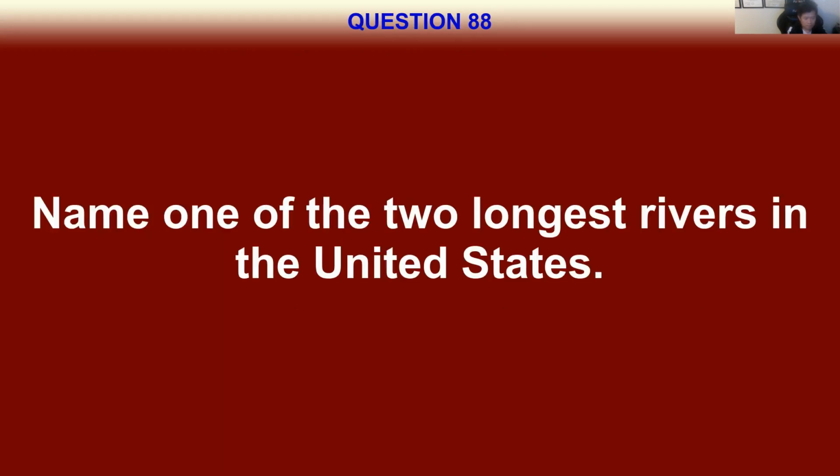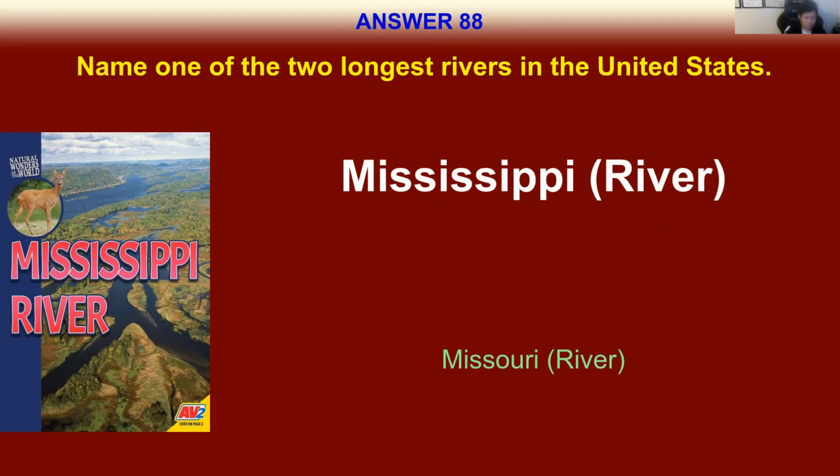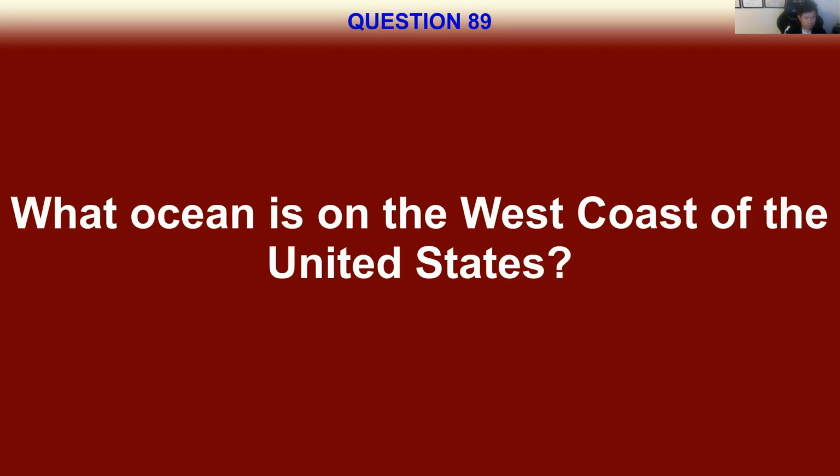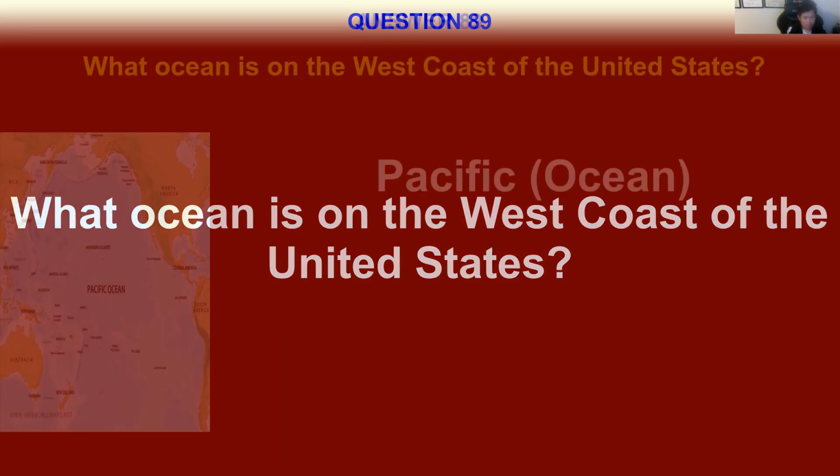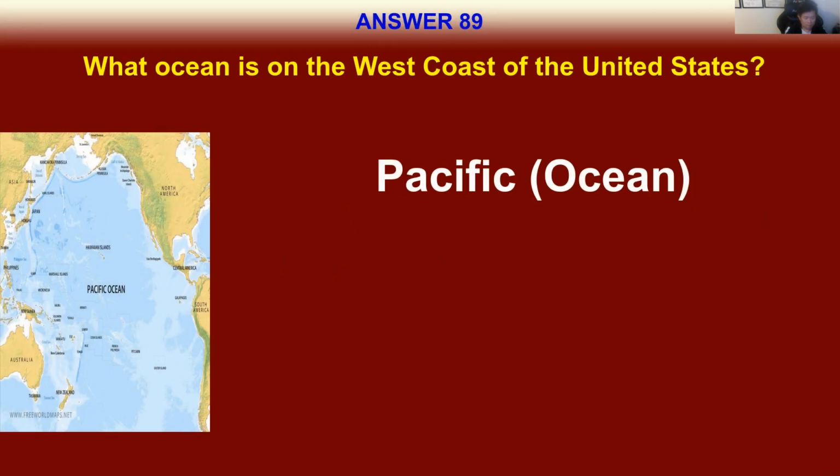Name one of the two longest rivers in the United States. Mississippi River. What ocean is on the west coast of the United States? Pacific Ocean.